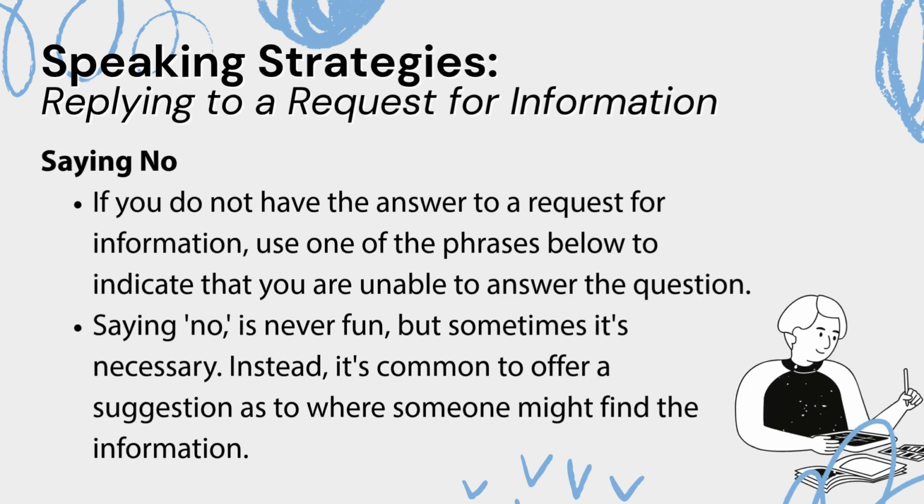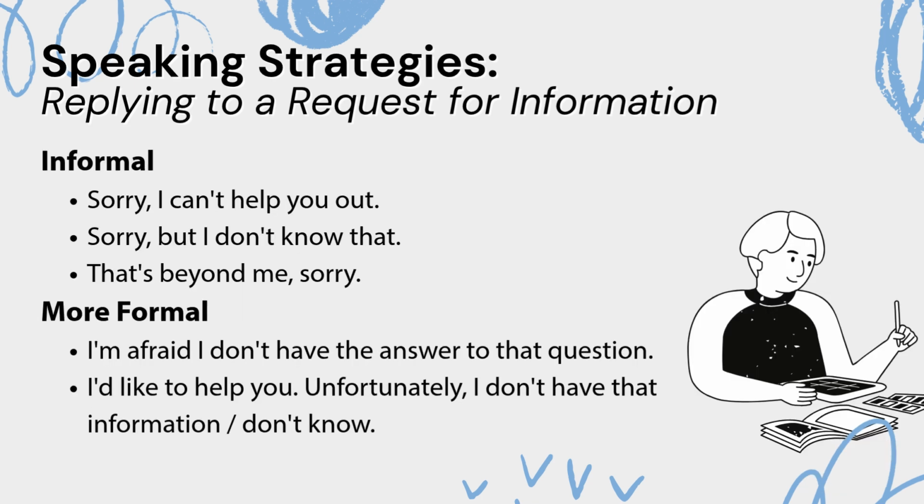If you do not know, or have the exact answer to a request for information, you can always say no. Even though saying no is never fun, sometimes it's necessary. In this situation, what you can do to at least help is to offer a suggestion as to where someone might find the information. For informal ones, you can say, "Sorry, I can't help you out. Sorry, but I don't know that. That's beyond me. Sorry." For more formal phrases, you can say, "I'm afraid I don't have the answer to that question. I'd like to help you. Unfortunately, I don't have that information."